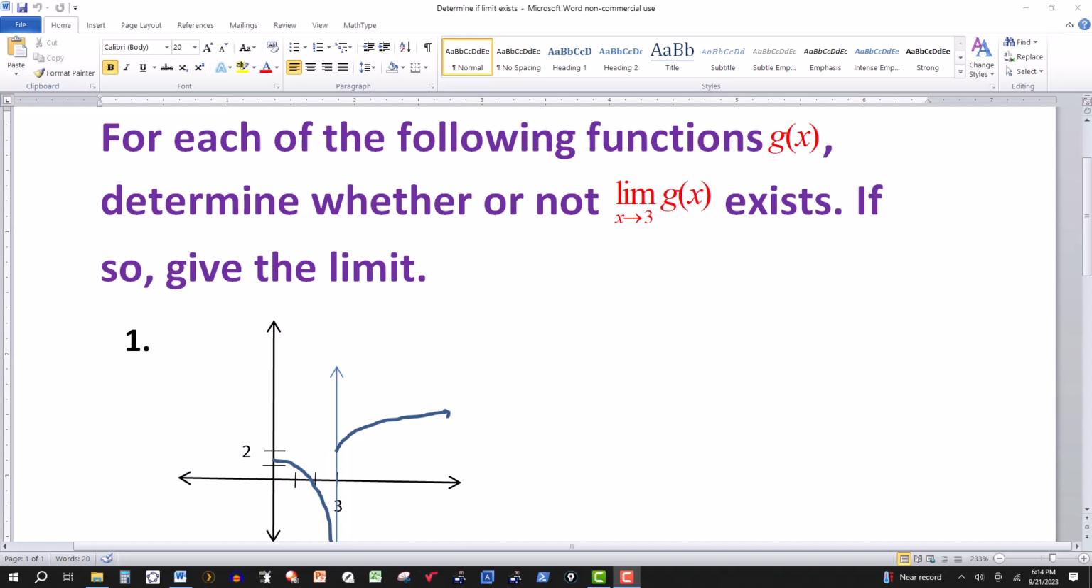In this video, we're going to be given the graph of a function g of x, and we want to determine if the limit as x goes to 3 of this function exists. If it does, we want to give the limit, otherwise say it doesn't.